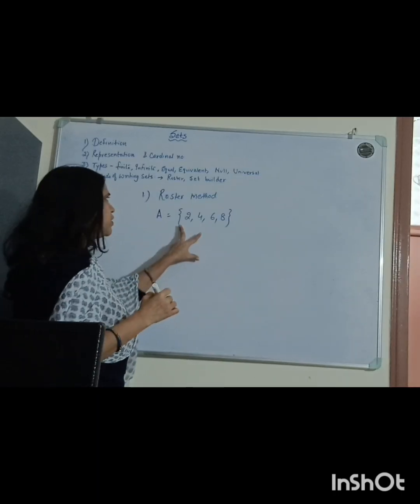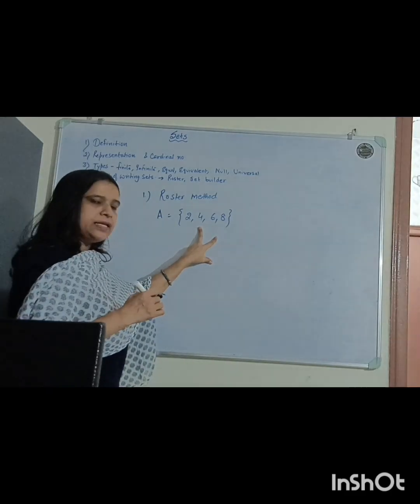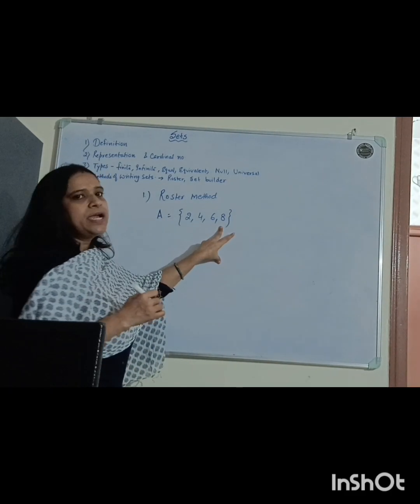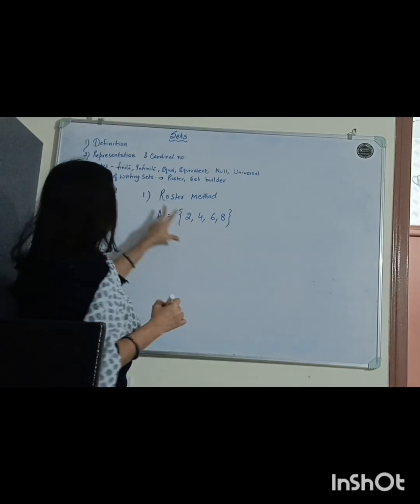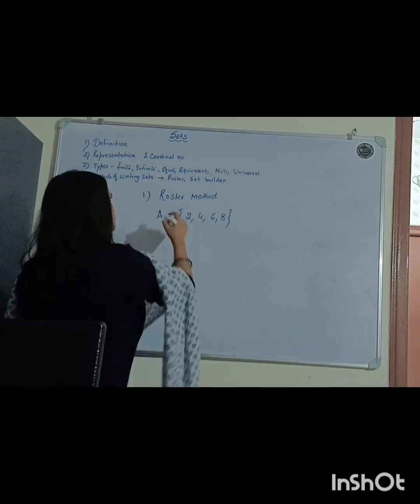Now I'll ask, is this a finite set or an infinite set? Obviously it is a finite set. And what is the cardinal number of this set? 1, 2, 3, 4. Its cardinal number is 4. So in this way, we are writing the elements inside the curly brackets. This is called the roster method.